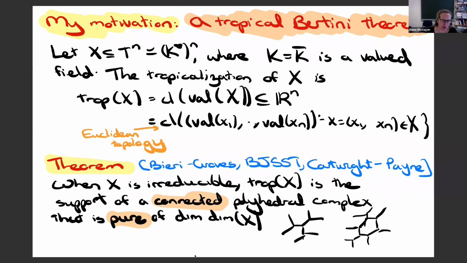I should maybe say, for non-tropical people, this theorem has an interesting history in that the observation that we get a polyhedral complex actually goes back to Bergman and Groves in the 80s.